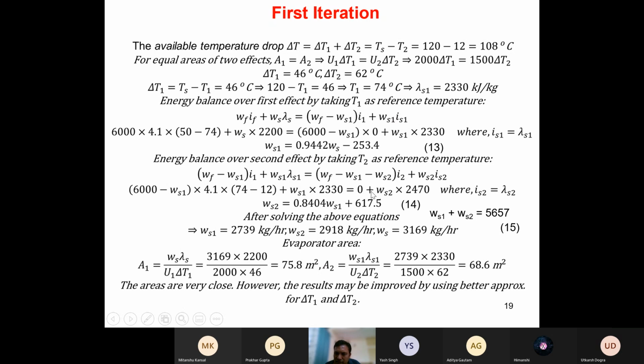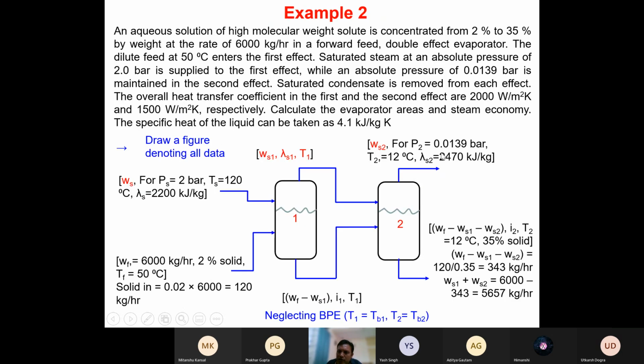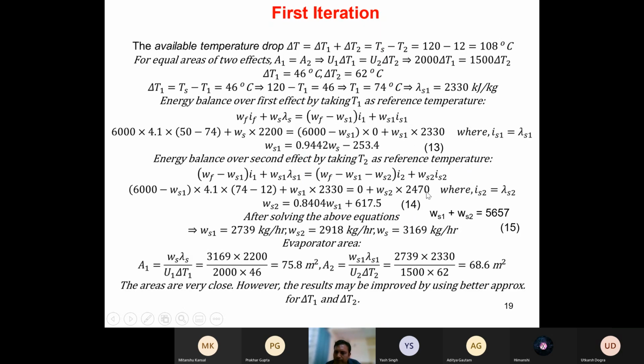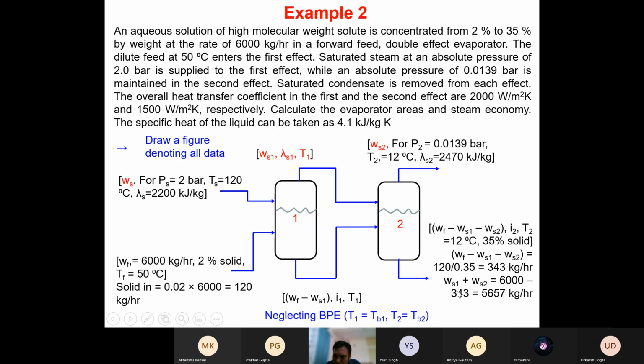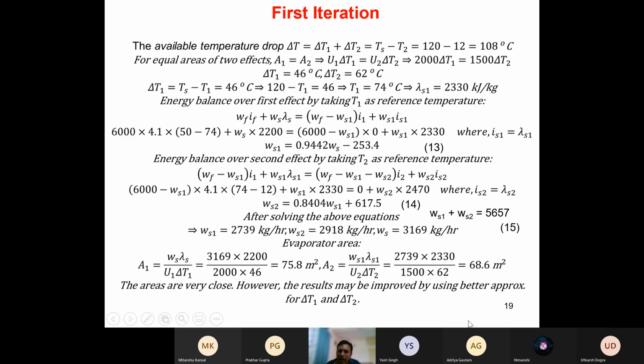This right hand side term becomes 0 plus WS2 into lambda S2, which we already know, 2470. So that is what we can put here. From this equation we get WS2 equals 0.8404 WS1 plus 617.5. So these two equations we have obtained, and in addition, the additional equation is WS1 plus WS2 equals 5657. That is what we have calculated here.